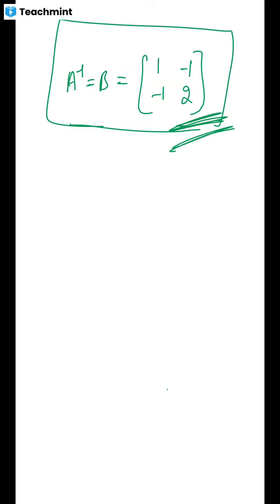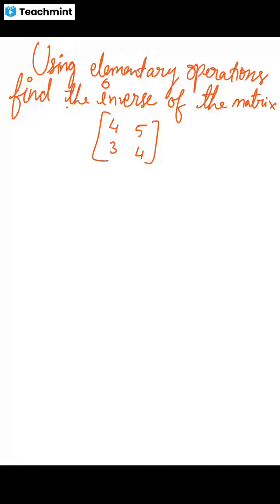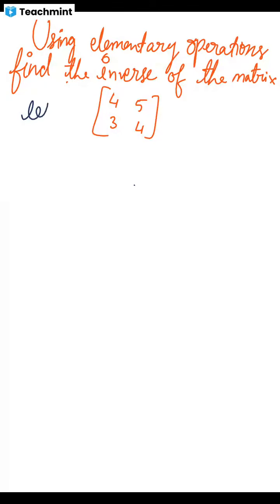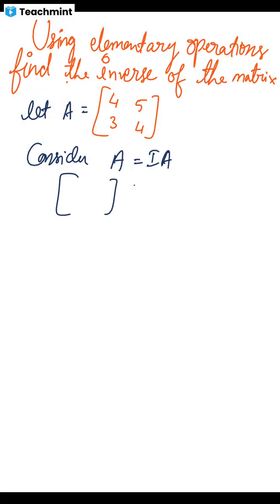Similarly, next example: using elementary operations or elementary transformations, find the inverse of the matrix 4 5 3 4. So to find the inverse of this matrix, let A equal 4 5 3 4. Then the first step is to consider A equals IA. The matrix A is 4 5 3 4 and the matrix I is 1 0 0 1.